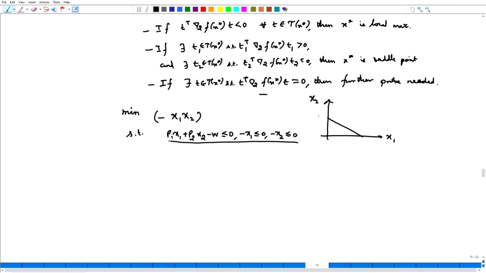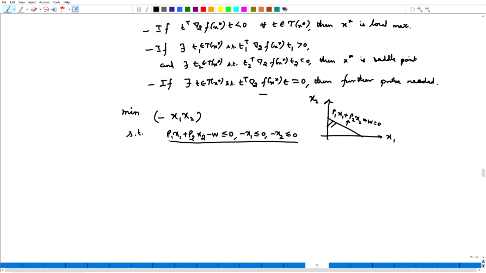So, this line I can extend fully, but since only this part is relevant, I have stopped it here as a line segment. So, this is p1 x1 plus p2 x2 minus w equal to 0. Okay. So, that is this line. Since we want this to be less than or equal to 0.